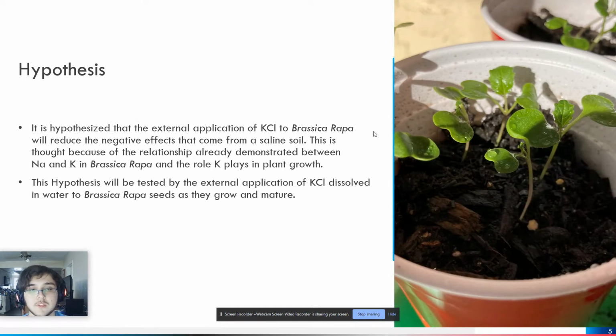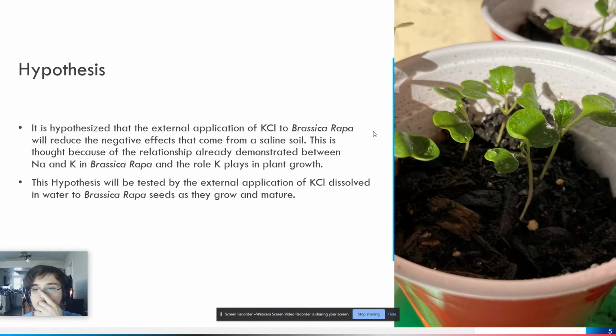The hypothesis for this experiment was that the external application of potassium chloride to Brassica rapa would reduce the negative effects that come from growing in a saline soil. This was thought because of the relationship already demonstrated between sodium and potassium in Brassica rapa and the role that potassium plays in plant growth.